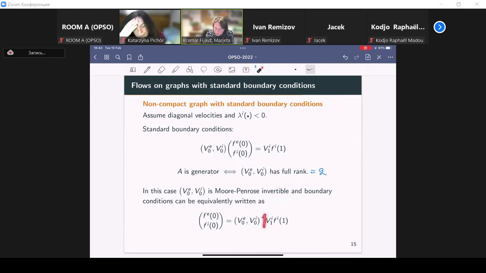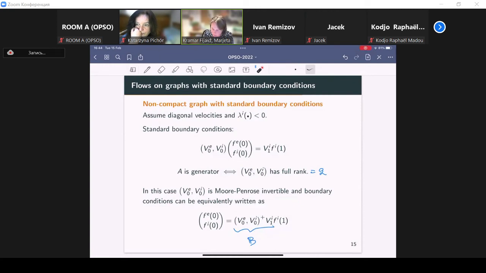And if you write this inverse, we can write the boundary conditions like this. So this would be the new B in this case. So the functions in 0 are obtained via some matrix applied to the values in 1. Okay, now let me see.